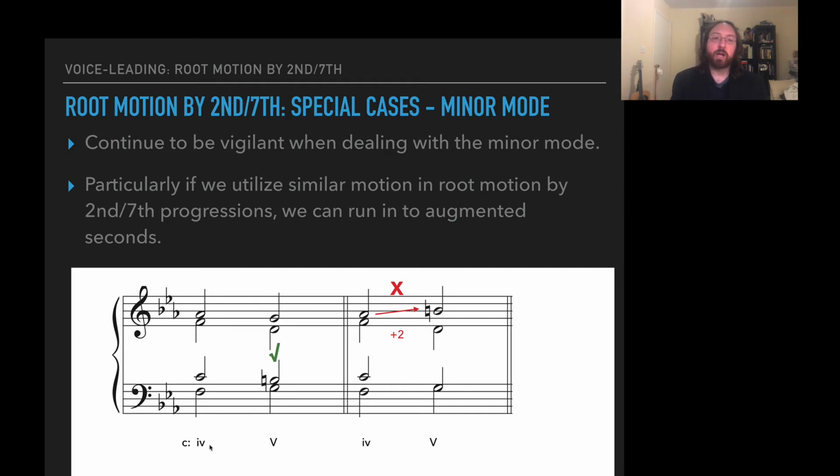So here we have a minor 4 going to 5. This works great, this first progression. We are moving downwards in contrary motion, which is what we should strive to do when moving by second or seventh root motion. However, if we start moving by similar motion to the root, then we start running into issues, and that's where we would get our augmented second here with the A flat going up to B natural. So be aware of those.